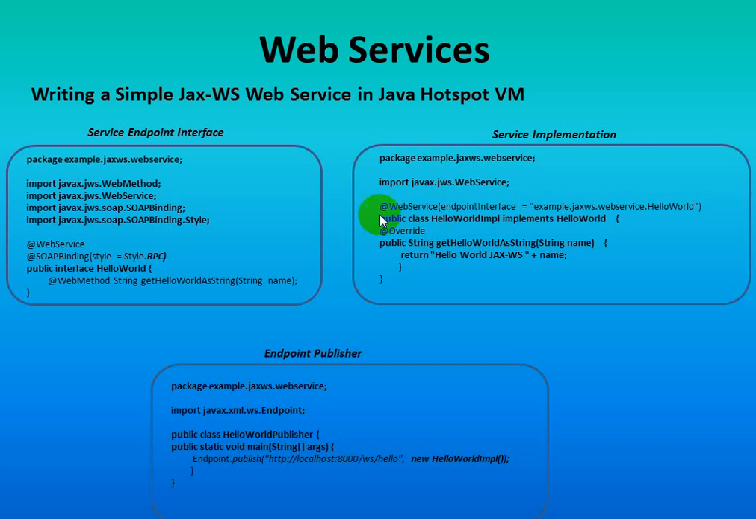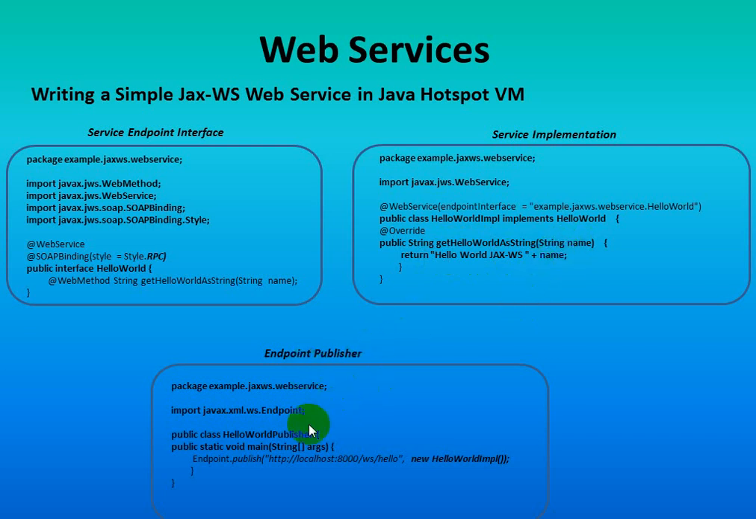So here, this HelloWorld is the interface, implemented in HelloWorldImpl. In @WebService we have to specify the endpoint interface with the complete package, like example.jax.ws.webservice.HelloWorld. Okay, this name. And I am just returning the string hello world with the parameter appended to that.